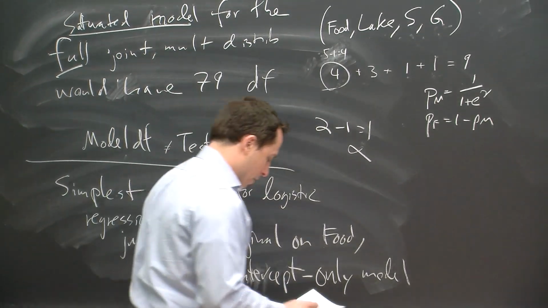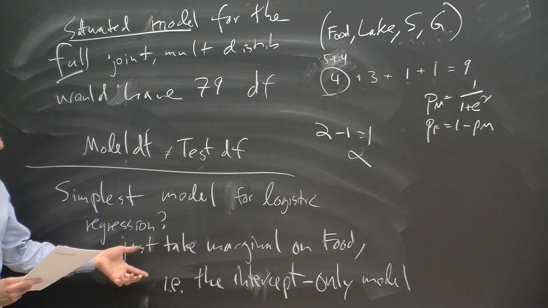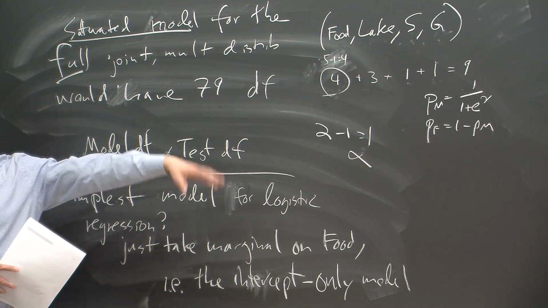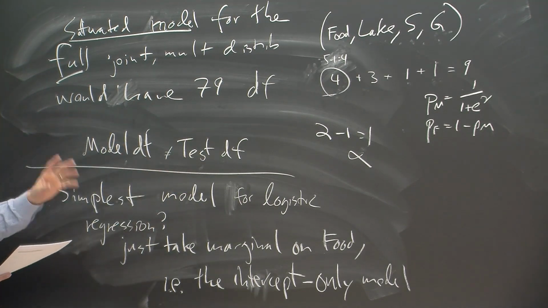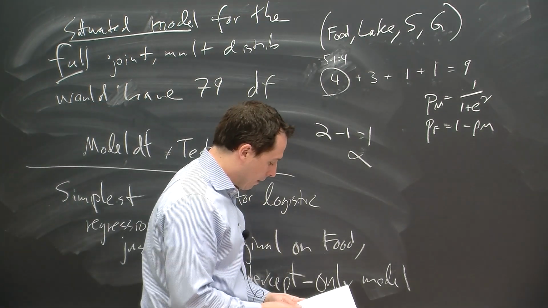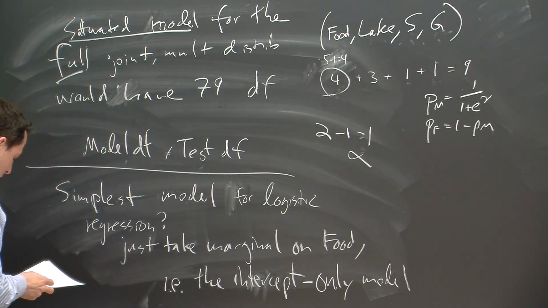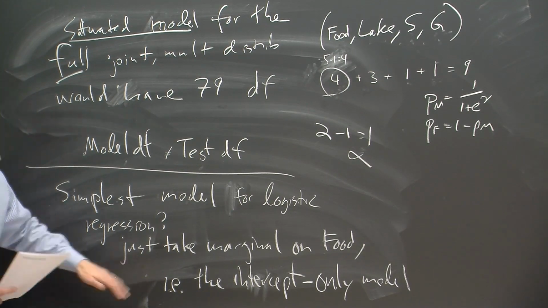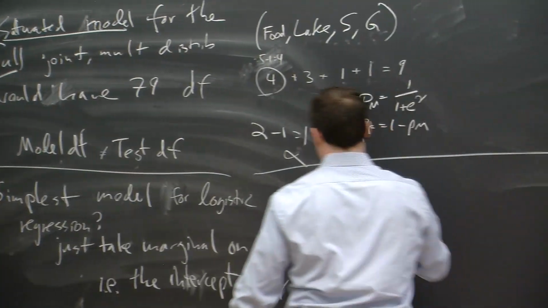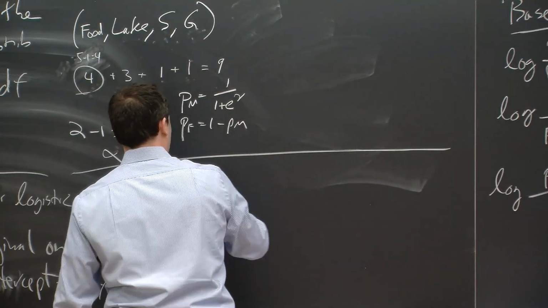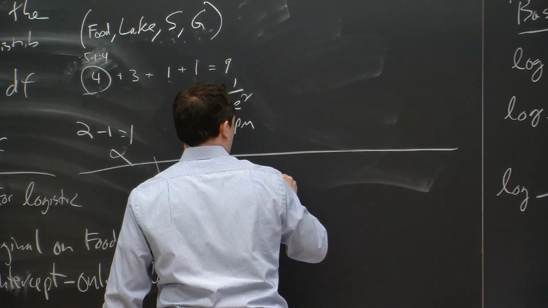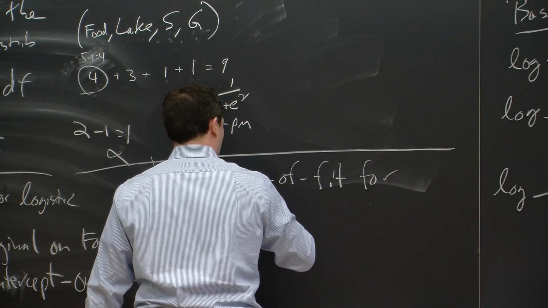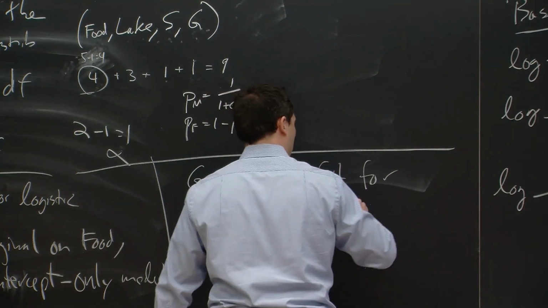So if we go down, all this does is it's allowed to fit the marginal distribution on food choices perfectly, and it says that the food choice is totally independent of the predicting variables. Doesn't look at them at all. Okay. So how many degrees of freedom are there for the goodness of fit test? Okay, so let's say I want to test the goodness of fit for the intercept-only model.